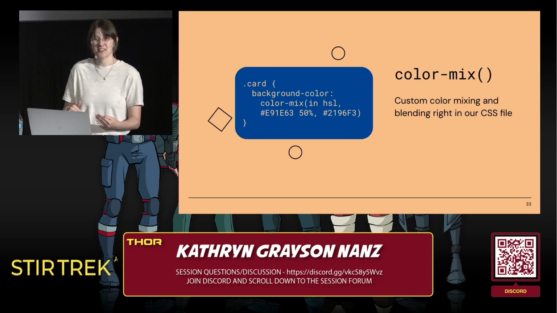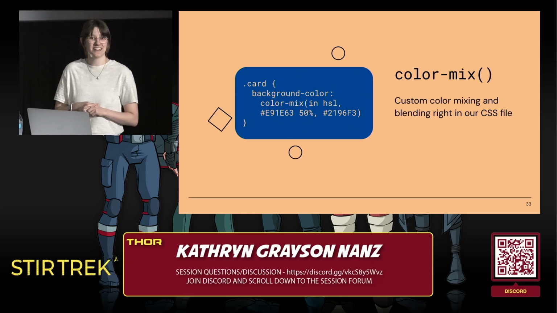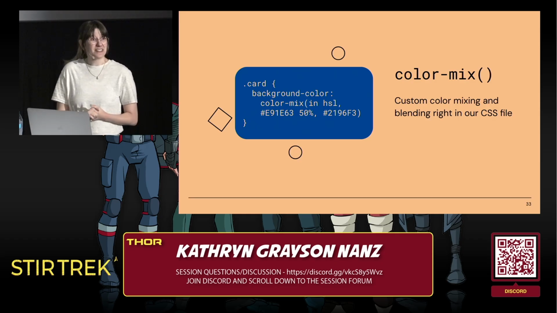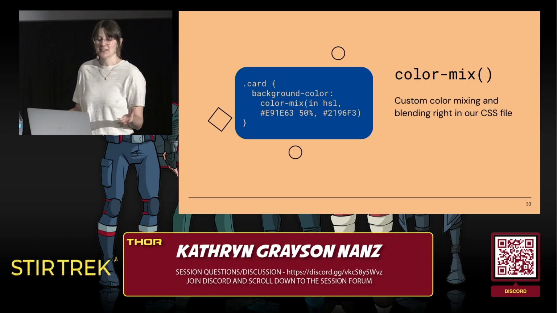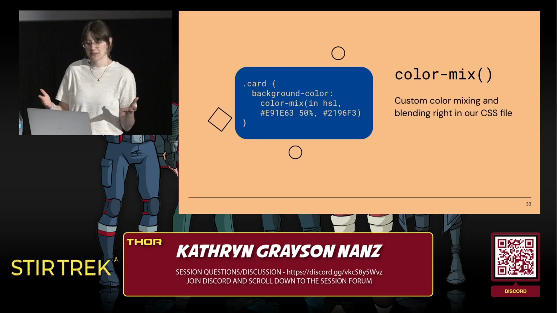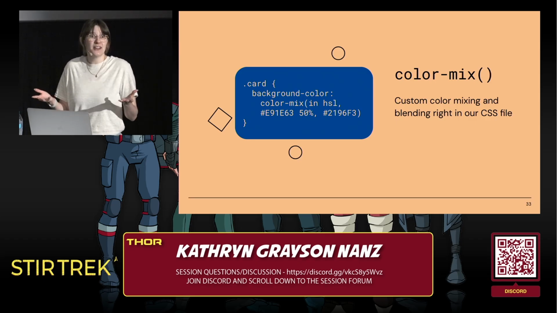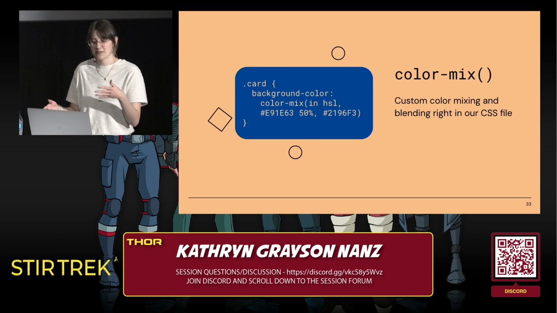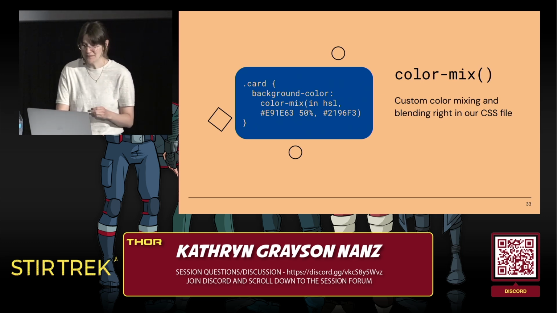This is something that I used to do a lot with Sass, and it's really nice to not have to do that anymore. All we need to do is specify our color space, and then we pick two colors and the respective percentages that we want to include for them. It's very much actually like mixing paint on an actual palette, right? 50% red, 50% blue, mix them all up, you got purple.